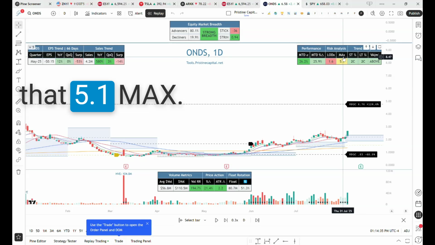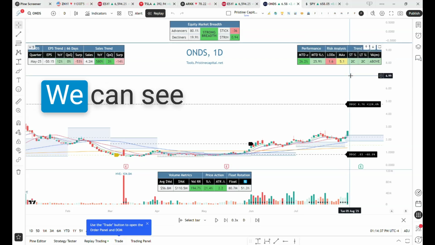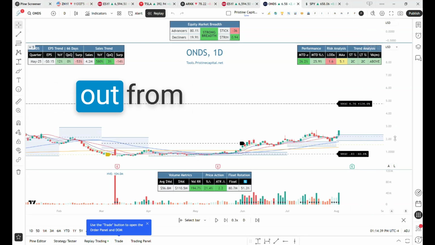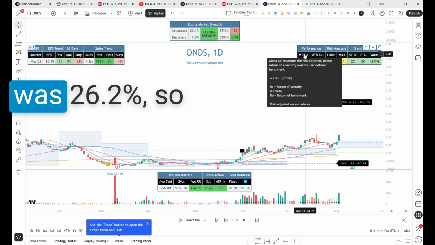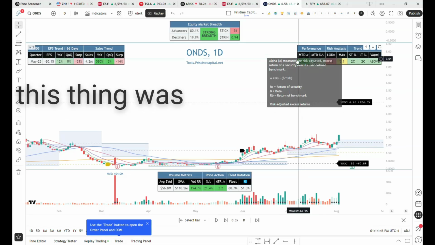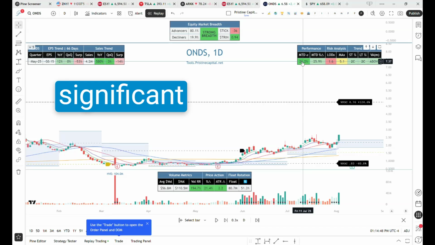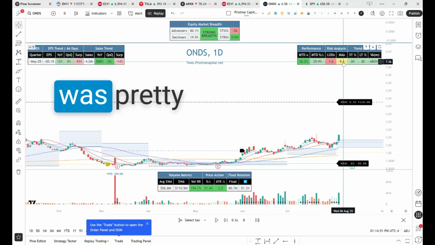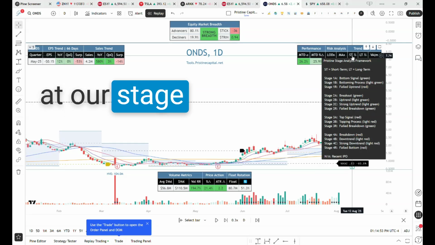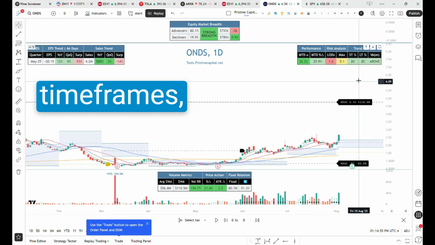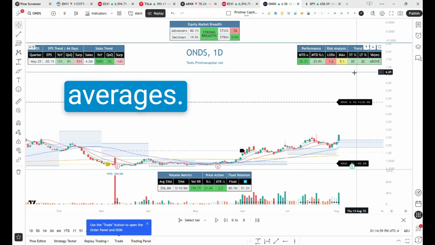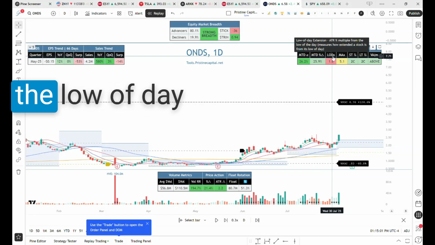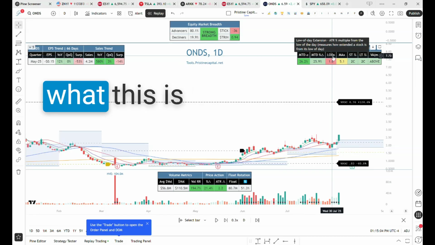We can see on this day that it broke out from the monthly value area, the month-to-date alpha was 26.2%. So this thing was already at a significant month-to-date alpha. The MAX was pretty significant. And if we look at our stage analysis on both time frames, we see the stock was clearly above all the key moving averages.